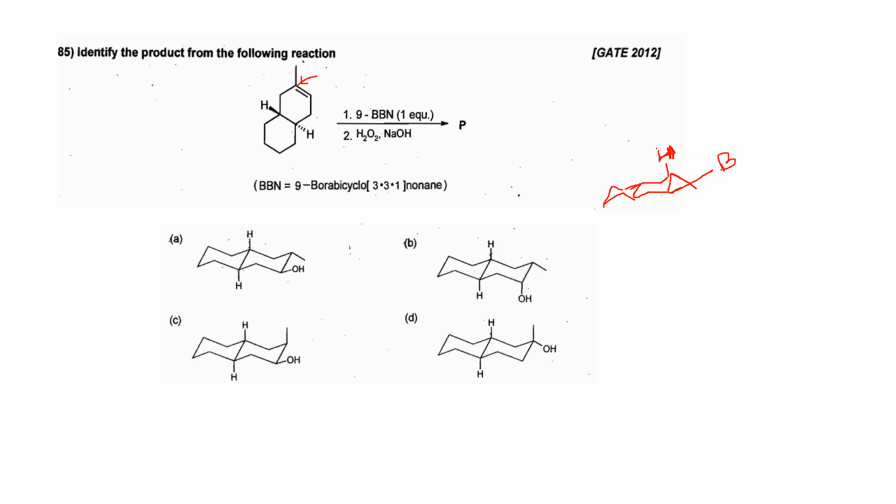Boron is added to this position. Okay, and here the methyl. Now if you add H2O2, what will happen? This part will be substituted by an OH. So OH will be above the plane and methyl will be below the plane. So the correct option will be option A. This methyl will be below the plane and this OH will be above the plane. So the correct option will be option A. Understood?